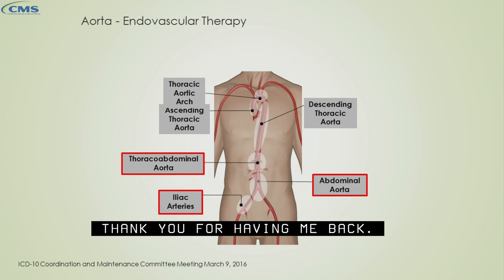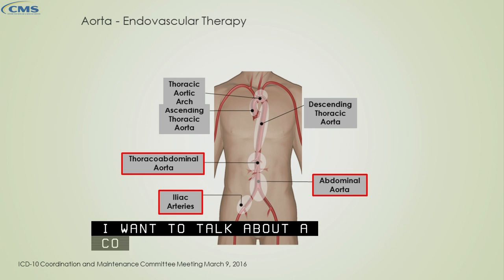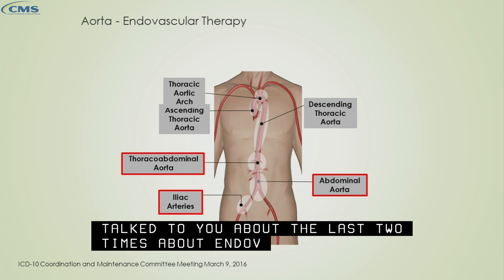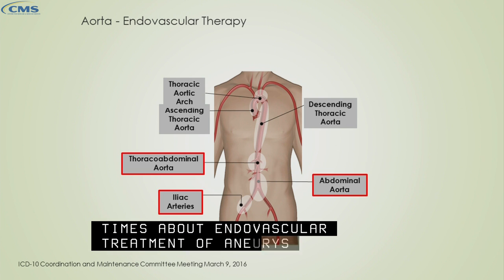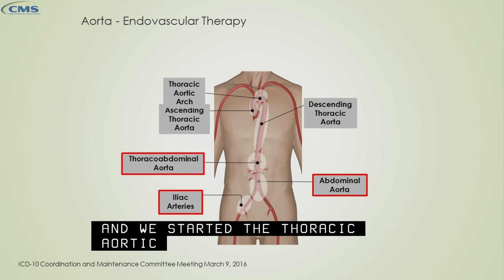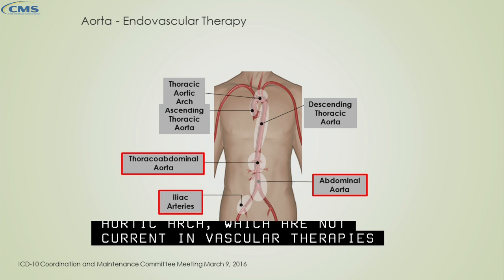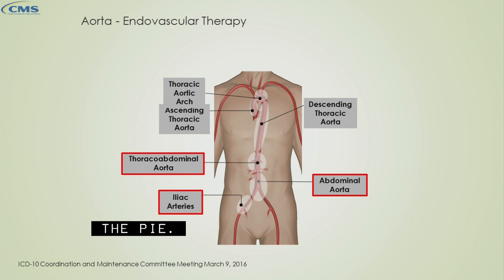We're going to talk about endovascular therapy. This is kind of a continuation of what I've talked to you guys about the last two times about endovascular treatment of aneurysms of the aorta. And just to rehash, we started at the ascending aorta and the thoracic aortic arch, for which there are not current endovascular therapies available but are coming down the pipe. Then we have the descending thoracic aorta, the thoracoabdominal, the abdominal aorta, and the iliac arteries.